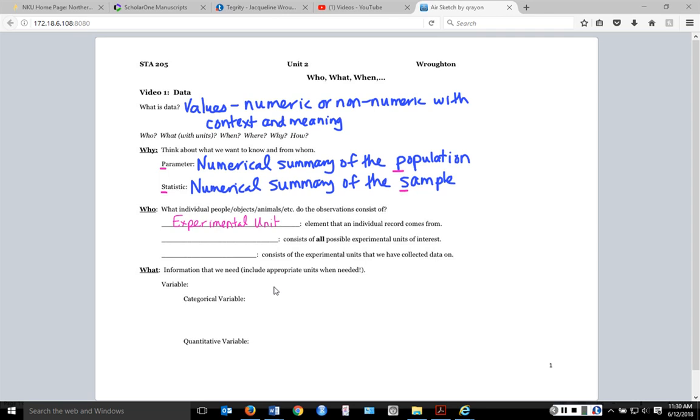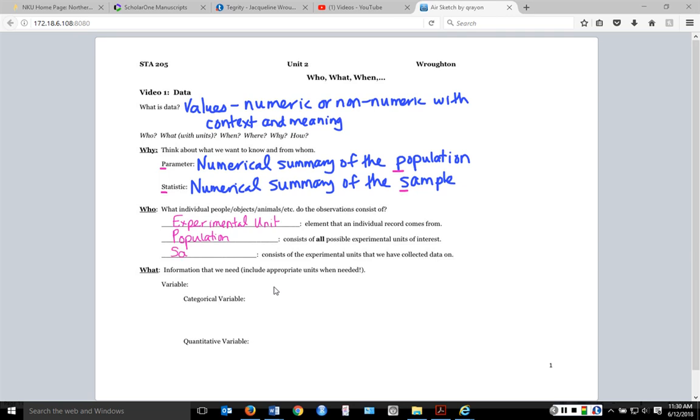So once we know that type, we can figure out who our population is. And our population is the entire set of all possible experimental units that we're interested in. This could be something quite large, like every single person in the United States. It could be something a little bit smaller, like every person in our class. So populations can be very different sizes.